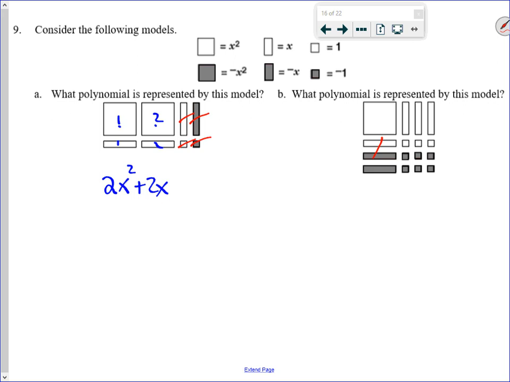Same thing here. Those cancel, cancel, cancel, cancel. And so what I have is an x squared plus 2x and then minus 3.